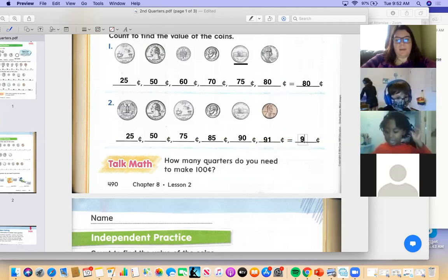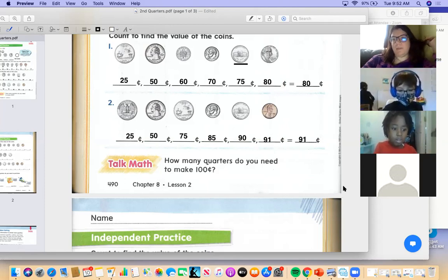91 cents. All right. Everyone show me with your fingers. Marshall, are you not able to be on the screen? Does it not have a camera on that computer? She does not. I don't think so. Okay.